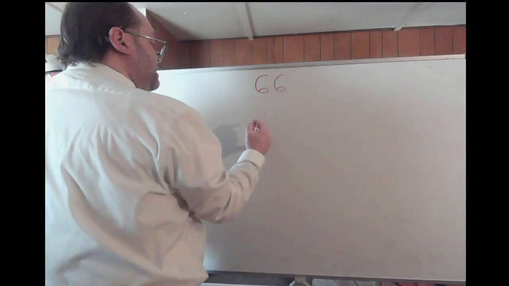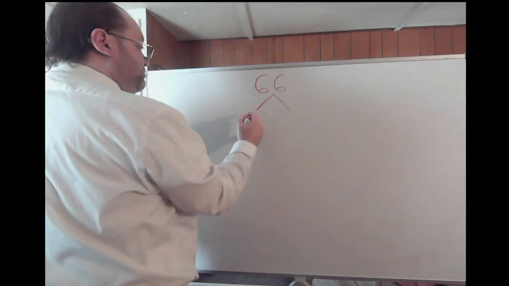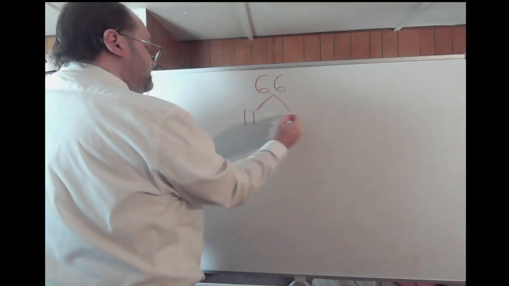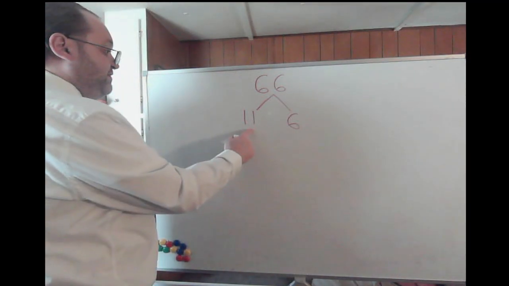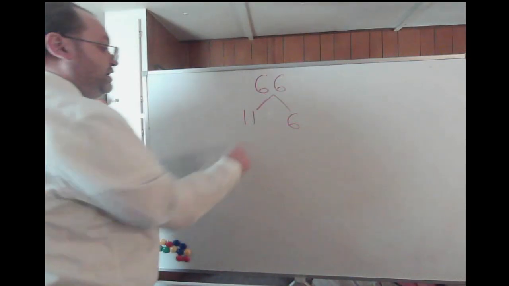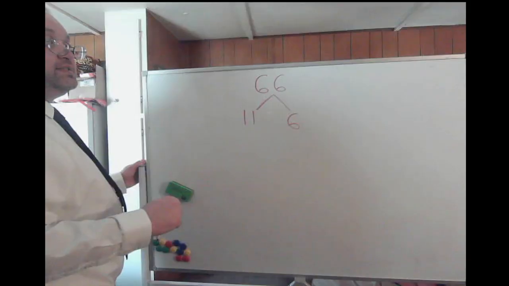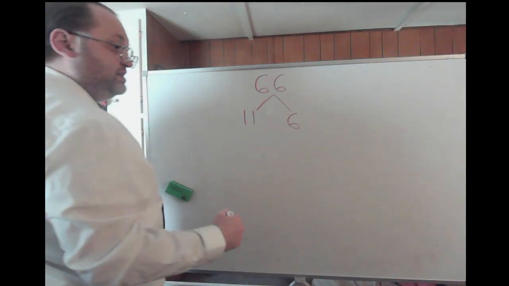Well, what factors of 66 do we have? The greatest examples we'd come up with are 11 and 6, right? Because 11 times 6 is 66. Can we factor 11 any further? No, because it's a prime number. 11 only has a factor of 1 and itself. We can't go any further with 11, but we could certainly go further with 6.